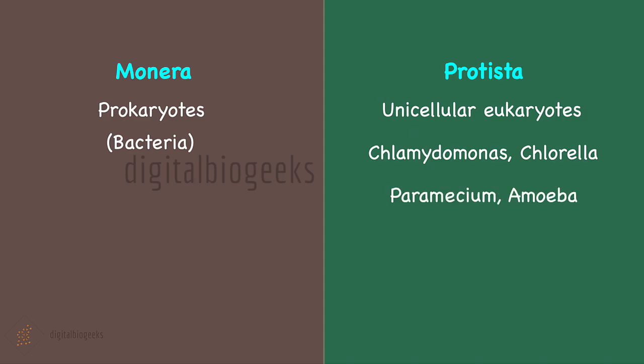Similarly, Paramecium and Amoeba were previously classified under kingdom Animalia due to their lack of cell wall. However, they are now categorized under Protista as they are unicellular organisms. These changes occurred due to the updates in the classification criteria. Let's explore Whittaker's five-kingdom classification in more detail.